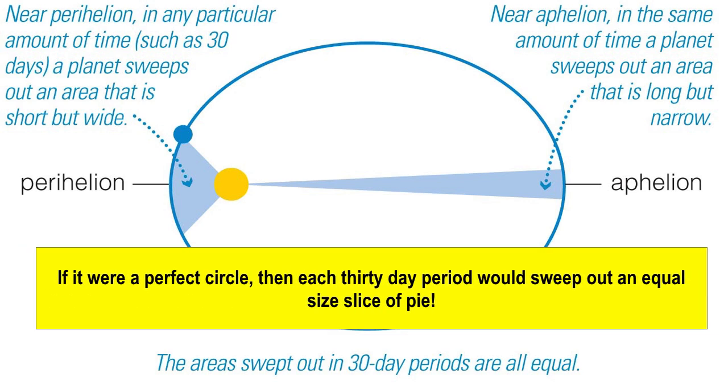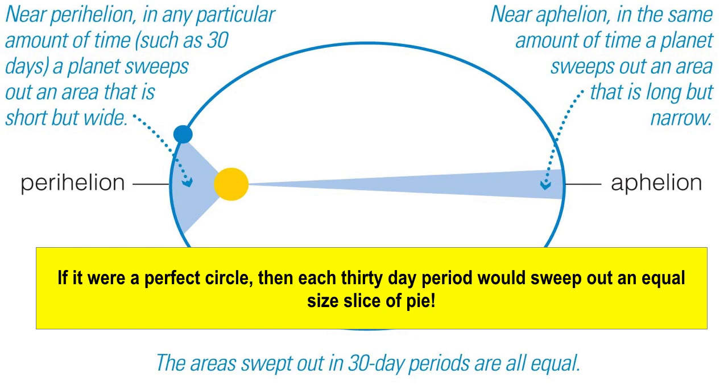Now, if it were a perfect circle, then each 30-day period would sweep out an equal size and shape slice of pie. That'd be like a pie that you buy at the store. But this kind of orbit is sliced up into slivery slices of pie and big honking pieces of pie.